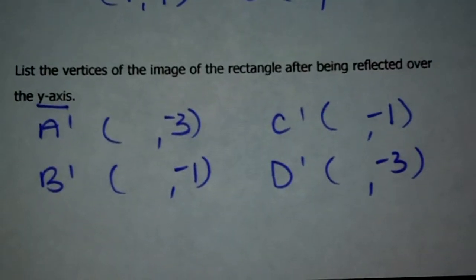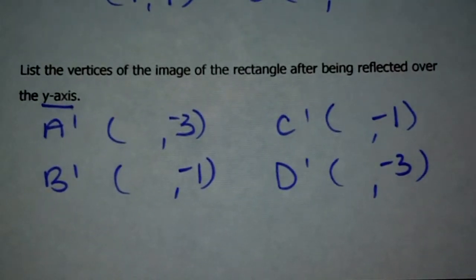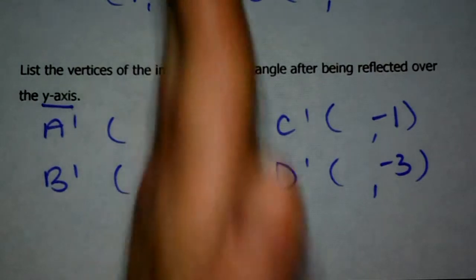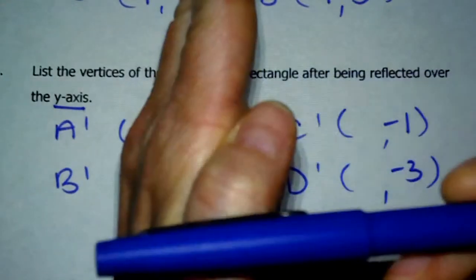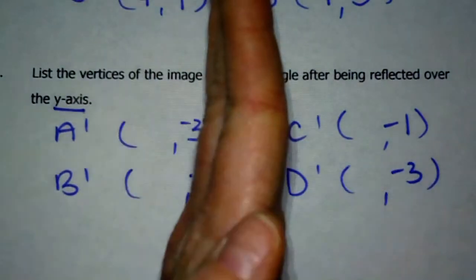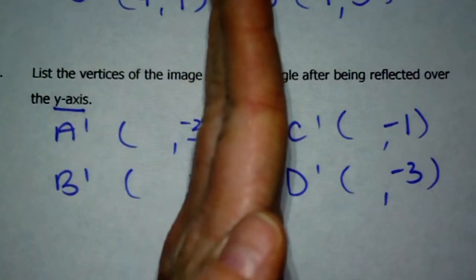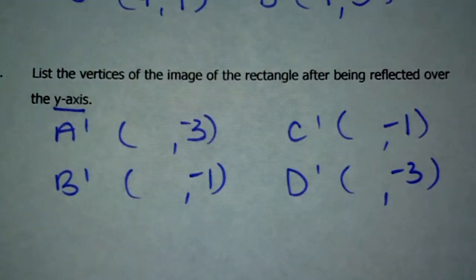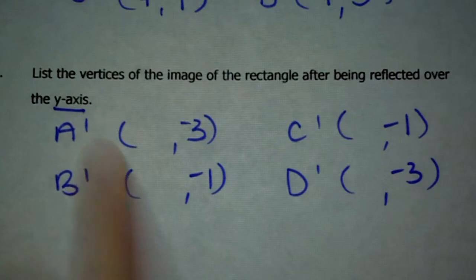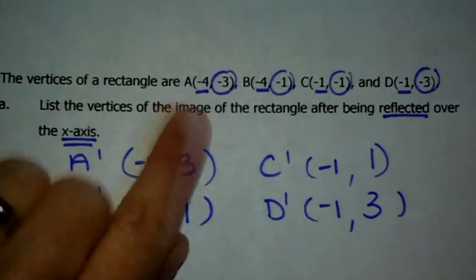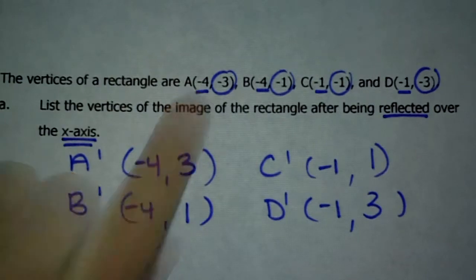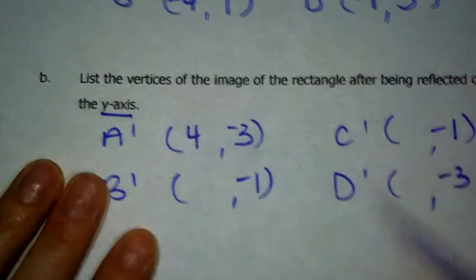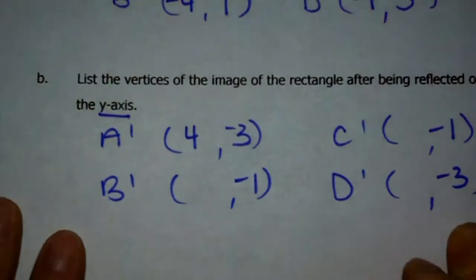So again, when you're reflecting over the y-axis, the y values all stay the same, because picture that. You have your line of symmetry, your line of reflection, and it's this vertical line, and when you are looking at reflections, you're still going to go up or down by the same amount. It's the left or right that changes. So that's why the x values, when we're reflecting over the y-axis, will all be opposite. So the original x value in A was negative 4. That means in my image reflected over the y-axis, it's going to be a positive 4.